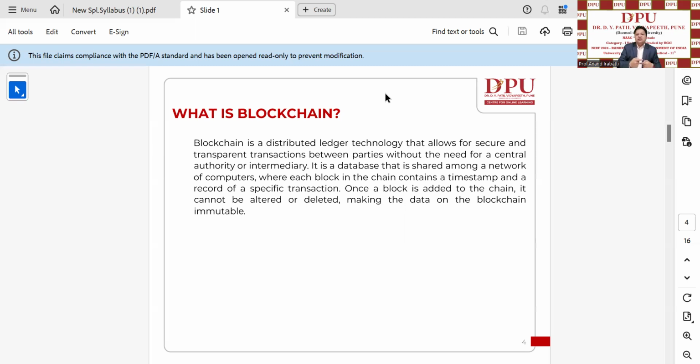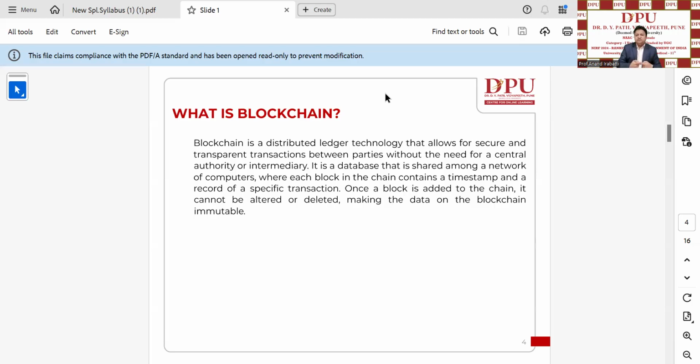The first element is the timestamp, the second element is the hash value, and the third element is the actual transaction data. So every block contains these elements. And with the help of the hash value, one block is connected to the other block. So in this way, it creates a chain of blocks.